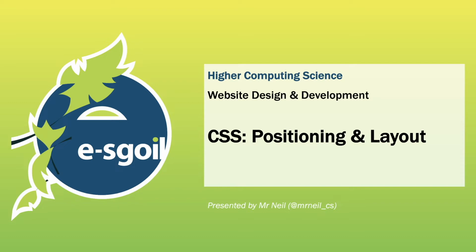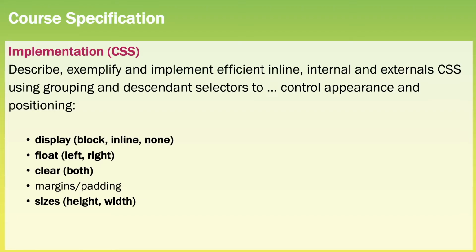Focusing in on two specific elements of CSS. These are positioning and layout. From the core specification, you need to be able to describe, exemplify and implement efficient inline, internal and external CSS using grouping, descendant selectors to control appearance and positioning. We're going to focus in on 5 different CSS properties within this video: display, float, clear, height and width.